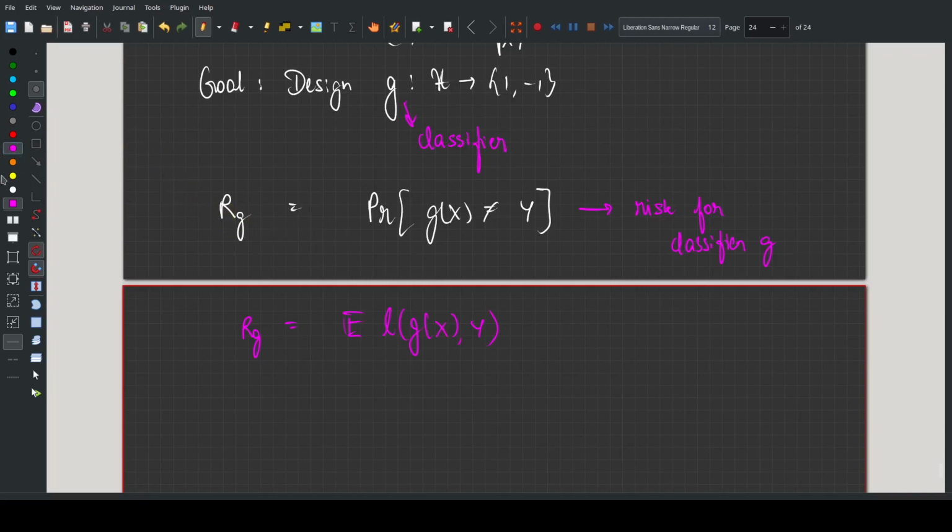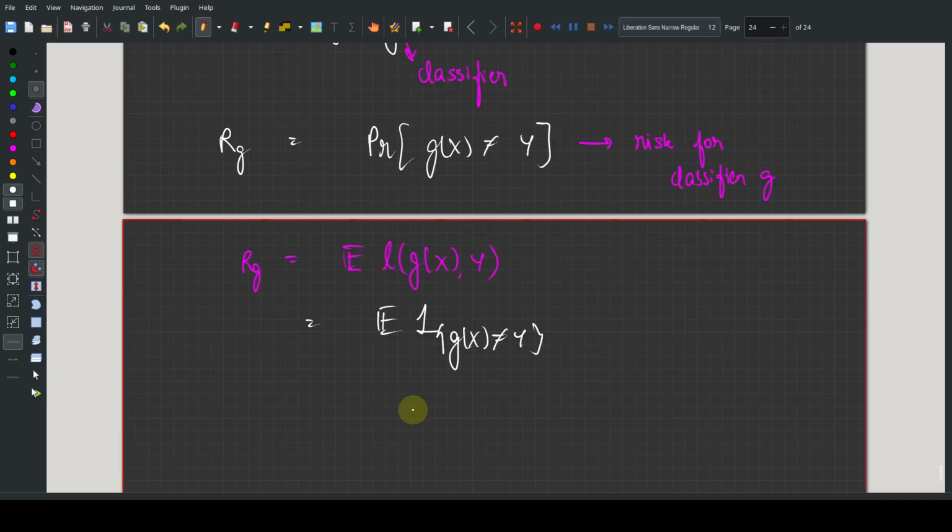It would just be the expected value of the indicator of g of x not equal to y. So this is equal to 1 if g of x is not equal to y, and 0 if g of x equals y. So this is what we call the risk. And the goal is to somehow design a classifier that minimizes this risk.